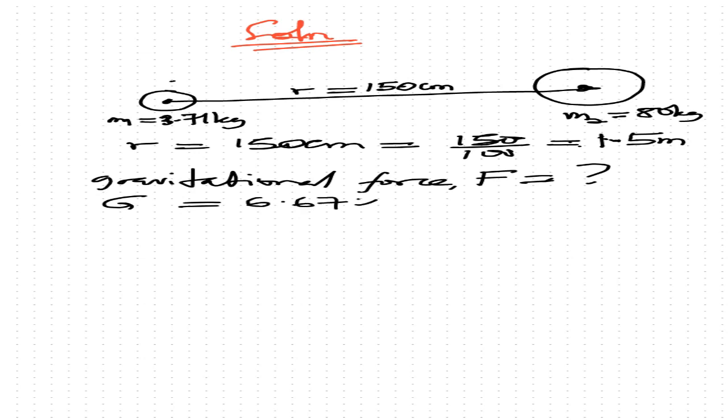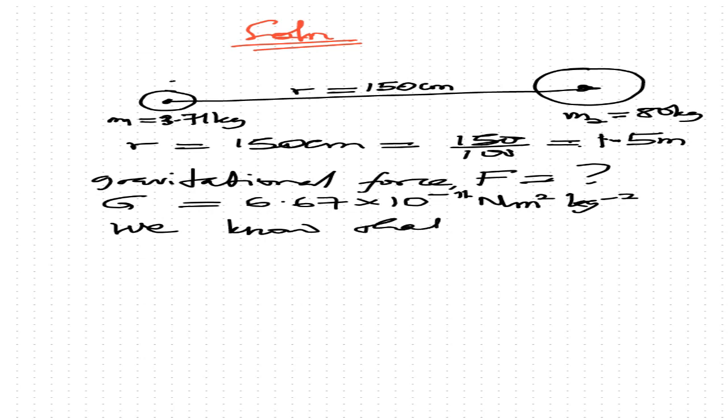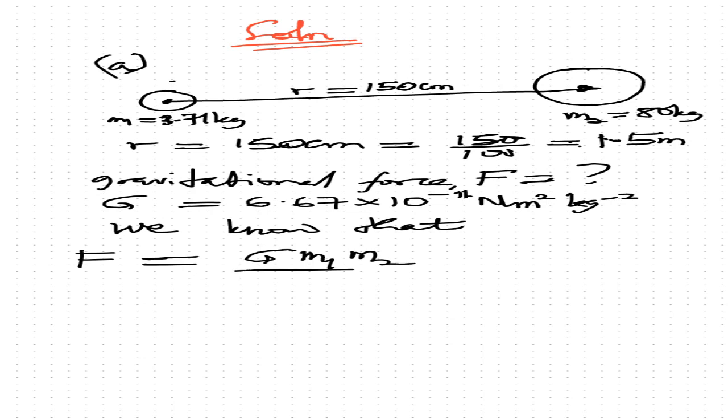6.67 times 10 exponent negative 11 Newton square meter per square kilogram, or per kilogram squared. So we know, as I said before, that F is equal to what? So we are doing the A part of the question. G M1 M2 over R squared. And we are finding this.